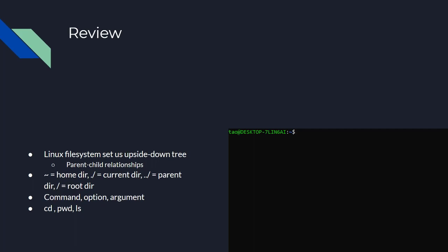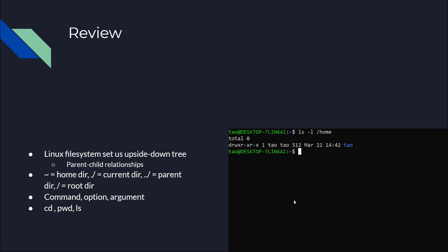Alright, so we talked about how the Linux file system is set up as an upside down tree with root at the top. All files and directories within your file system are descended from root at one point or another. There are different shorthands that we use, such as the tilde for home, the slash for root, ./ for current, .. for parent. We talked about the anatomy of a command, so the command, option, and argument. And again, right, ls is the command, -l is an option, and /home is an argument. Okay?